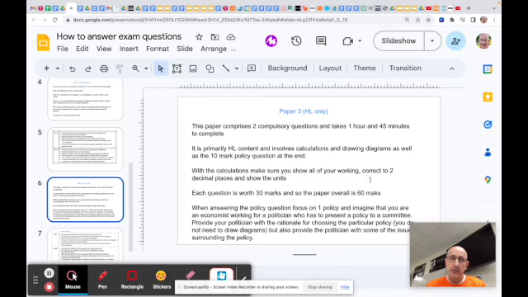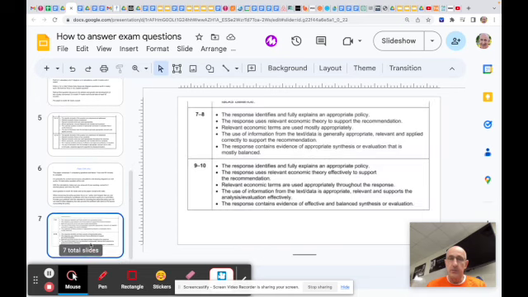Make it correct to 2 decimal places if necessary. If it's not an exact answer, make sure you show the unit. So is it in dollars? Is it in billions? You know exactly what it is that you've calculated. Each question is worth 30 marks, so the paper overall is worth 60 marks. Now, my suggestion for the policy question is to imagine that you are an economist who works for a politician. Here's the rubric for the policy question.